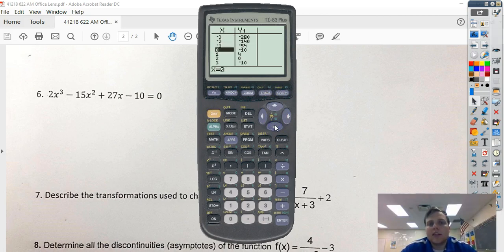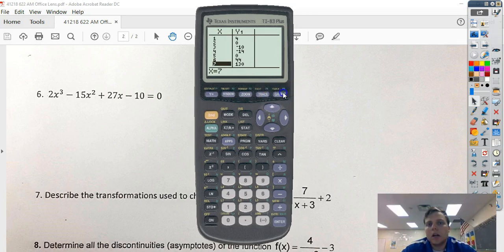So it looks like I have a 0 at 2, a 0 at 5, and it looks like I'm missing my third one. Oh, hold on. We may have to do a little bit of extra work. Okay. That looks like 2. Let's hit trace and just see. It looks like we might have a 0 of 0.5.